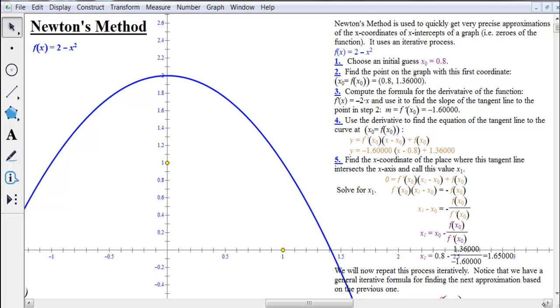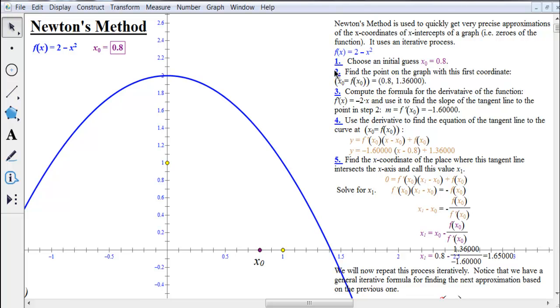And here's how it works. We start by guessing something. Now I'm going to make a pretty bad guess here to start with, but the sketch allows me to enter a value right in this box right here for my guess. And I'm going to start with 0.8, and you can see 0.8 comma 0 graphed on the x-axis there.